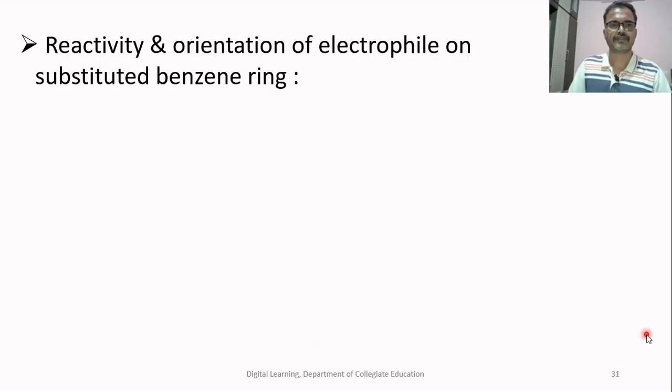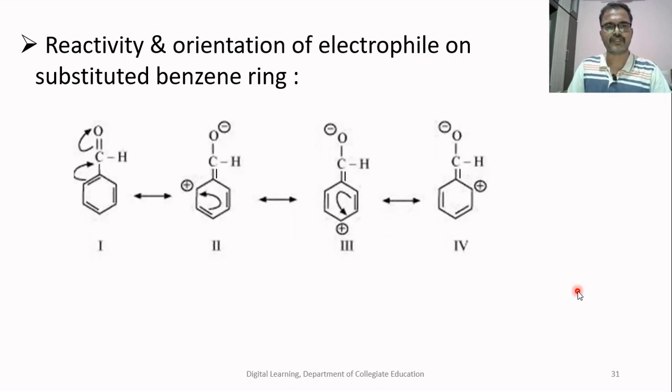The concept of resonance effect can be used to explain the reactivity and orientation of electrophile on a substituted benzene ring. It can be better understood by considering an example of benzaldehyde. When benzaldehyde is subjected to an electrophilic substitution reaction, the substitution occurs at the meta position rather than the ortho and para. This can be explained on the basis of resonance effect. Let us consider benzaldehyde. Here the oxygen is more electronegative when compared to the carbon, so it pulls the shared pair of electrons towards itself. In turn, this carbon pulls the pi bonded electrons of benzene towards itself.